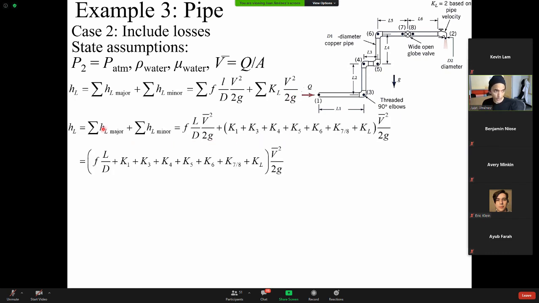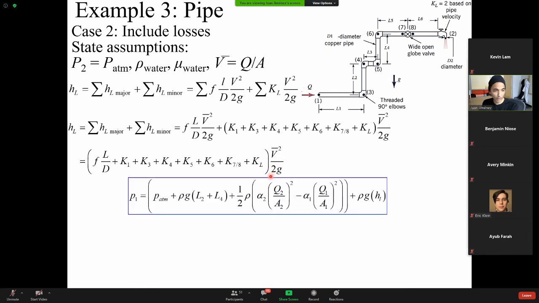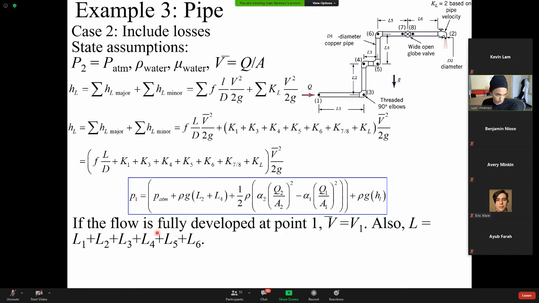So when we do that, the major losses are going to be here, which is going to be the total length of the pipe, and then all these other K losses, the minor losses. Okay, and then we can put all of them in here in parentheses, and then multiply by this term, which is going to be the same for all of them, and then we go back to this equation, and that's how we find pressure 1 at point 1.